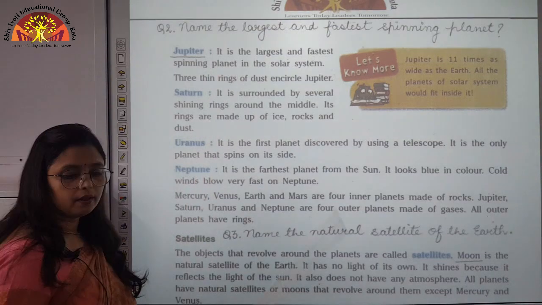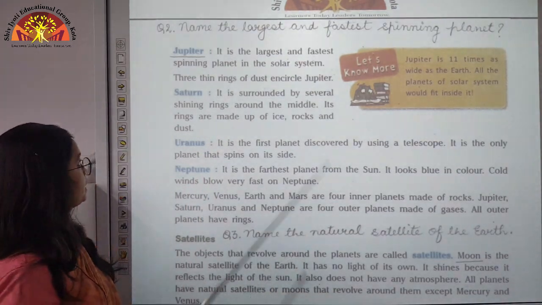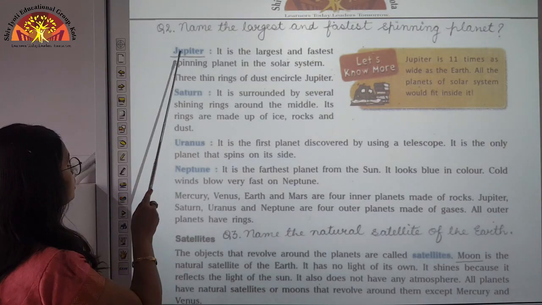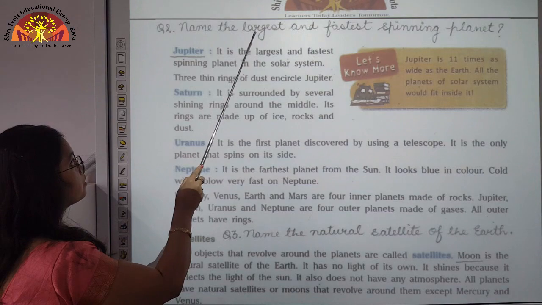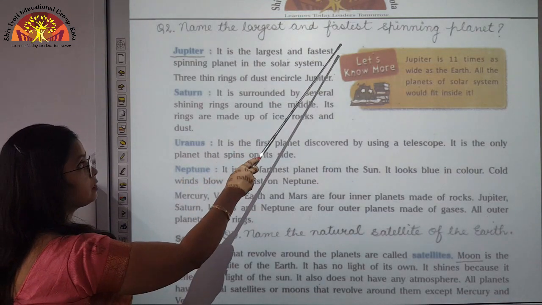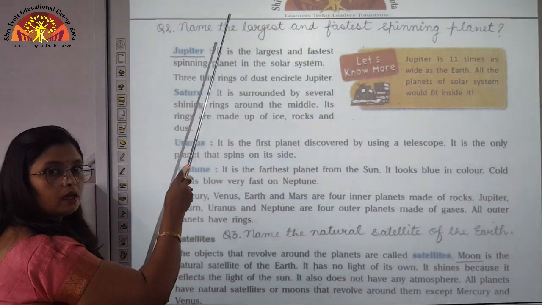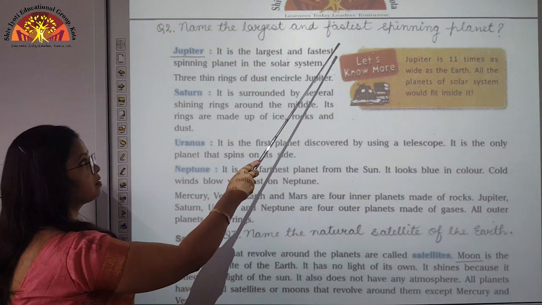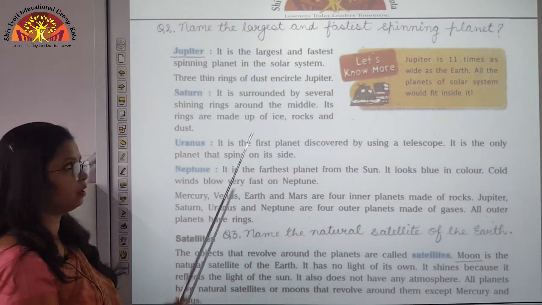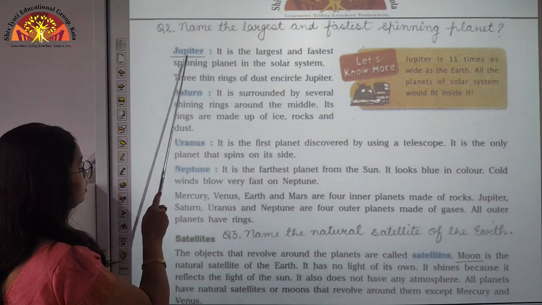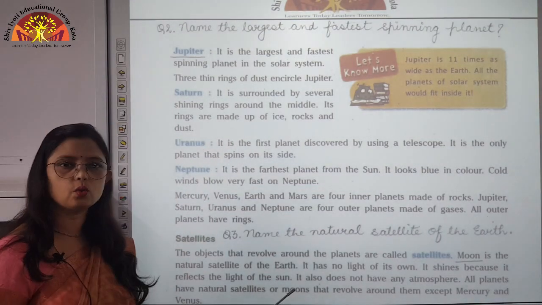Now again there is an internal question, so write it down. Hold your pencils and write question number 2 just above the Jupiter and write, name the largest and fastest spinning planet. Name the largest and fastest spinning planet? So, the answer to this question is Jupiter. So, you underline the word Jupiter as it is the largest and fastest spinning planet in the solar system.